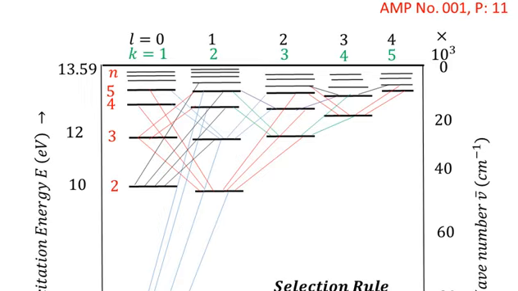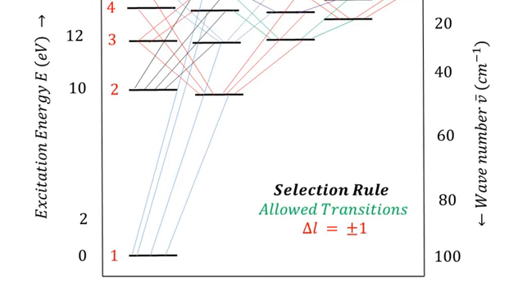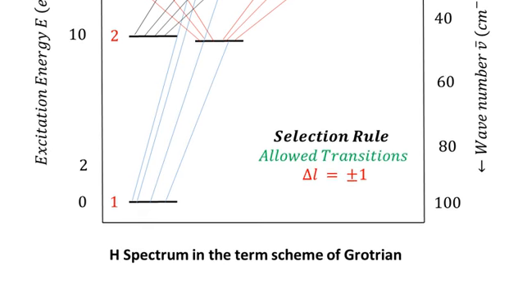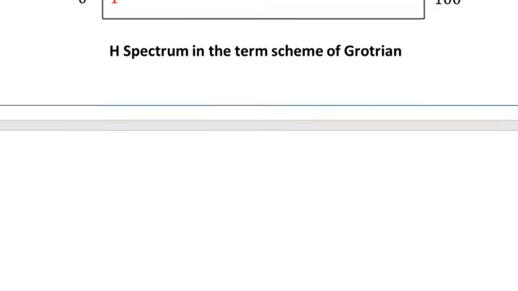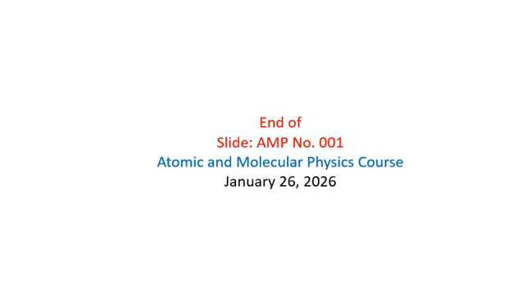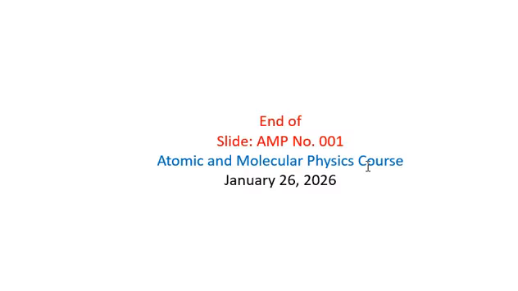And the selection rule for the emission spectrum of the hydrogen atom is delta L is equal to plus minus 1. Only transitions obeying delta L is equal to plus minus 1 will be allowed, others will be forbidden. So you see that this was all about the hydrogen spectrum in the term scheme of Grotrian. And this is the end of the first slide of the atomic and molecular physics course.